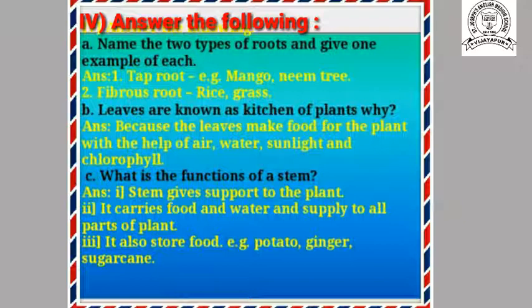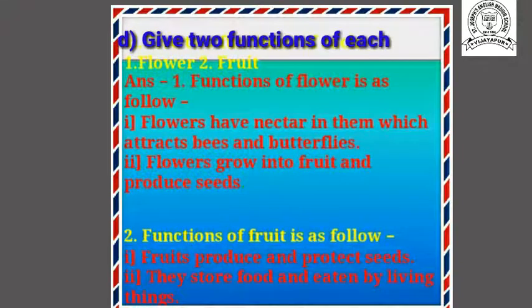Now the next question. Listen. Fourth one: give 2 functions of each. First, flower. Second, fruit. Answer. The functions of flower are as follows. First function, flowers have nectar in them which attracts bees and butterflies. And the second function, flowers grow into fruit and produce seeds. So these are the functions of flower, children.